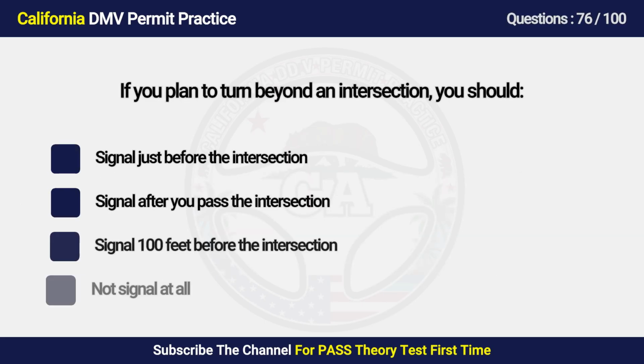Question 76. If you plan to turn beyond an intersection, you should A, signal just before the intersection, B, signal after you pass the intersection, C, signal 100 feet before the intersection, D, not signal at all.